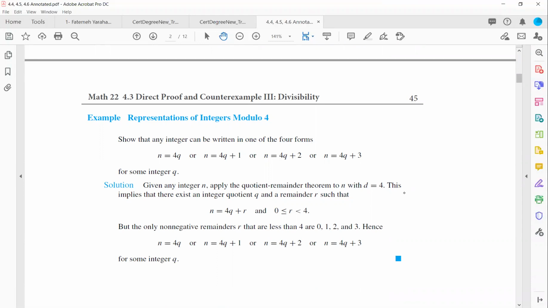Representations of integers mod 4. For any integer n, if you divide that integer by 4, the remainder is either 0, or 1, or 2, or 3. Because of the quotient remainder theorem, if you divide n by 4, the remainder is a number between 0 and 4. So any integer divided by 4 has these 4 formats.